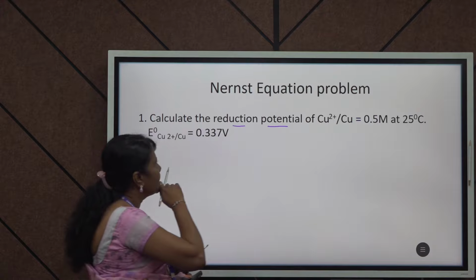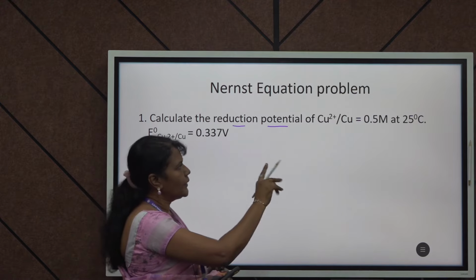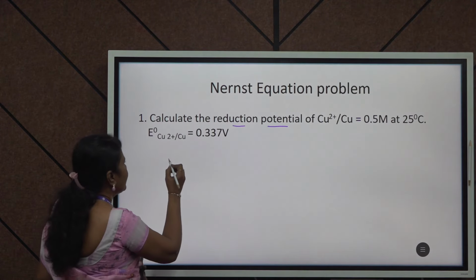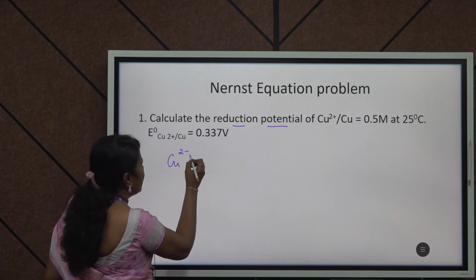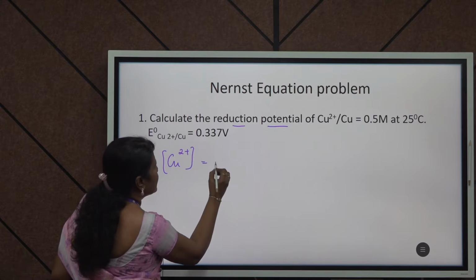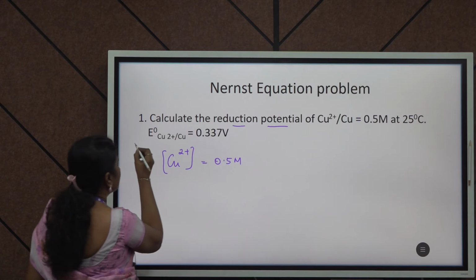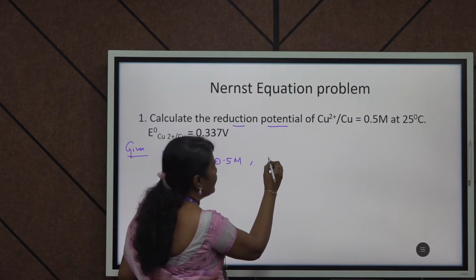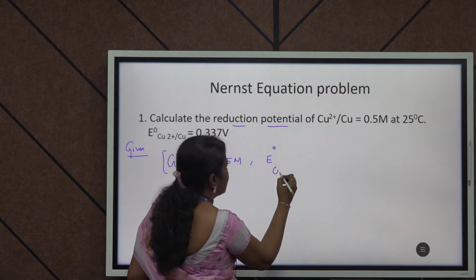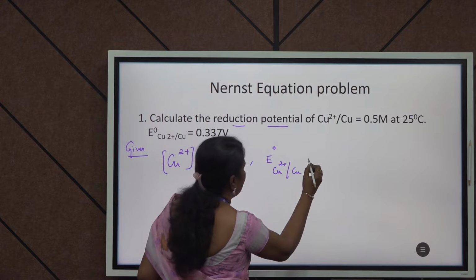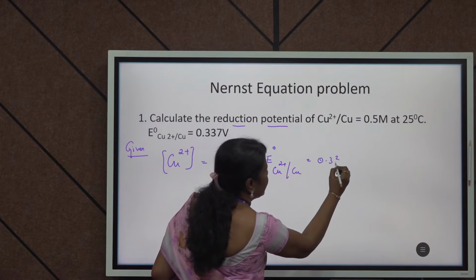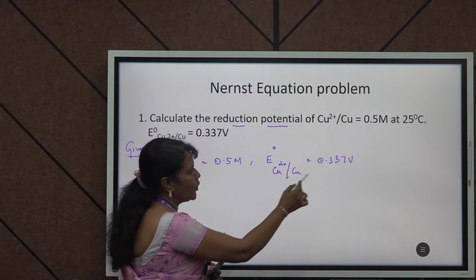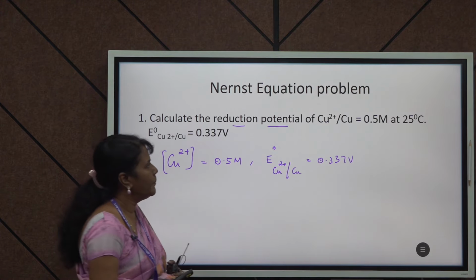Okay. Now initially we have to see what all the data given are. What is given? The concentration is given. So the concentration of Cu2+ is given as 0.5. So first let's write all the data which are given. And now the E0 value for copper, E0 Cu2+/Cu, is equal to 0.337 volt. Since it is reduction potential, the E0 value is 0.337.